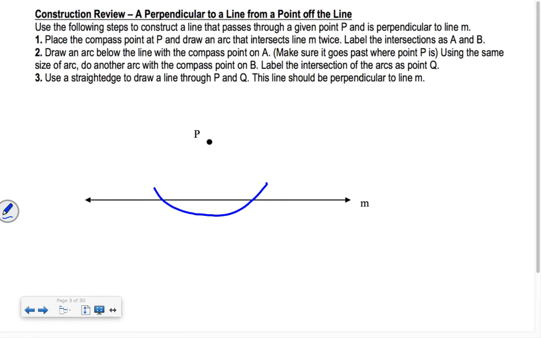So when you do, you're going to get 2 points of intersection. And you can label these if you want. It says label these as A and B. You don't have to. All right, so now we're going to draw an arc below the line with a compass point on A.